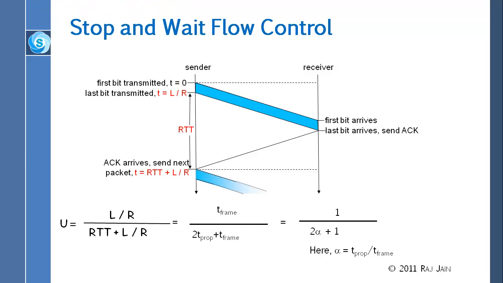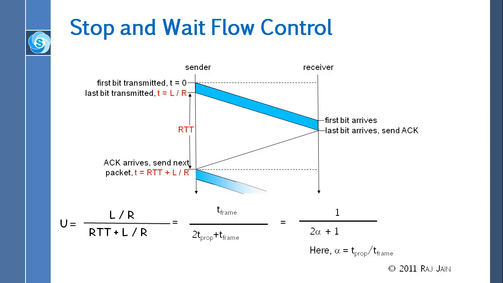So the first thing was called stop and wait flow control. I gave you the formula before, but here it is again, one more time, just a little bit more zoomed. The first bit is transmitted and the last bit is transmitted. This is how long it takes to transmit the packet, from 0 to L upon R. Then you have one round trip, assuming that the acknowledgement is very thin and doesn't have too many bits, then you're done. So the total time is RTT plus L upon R.